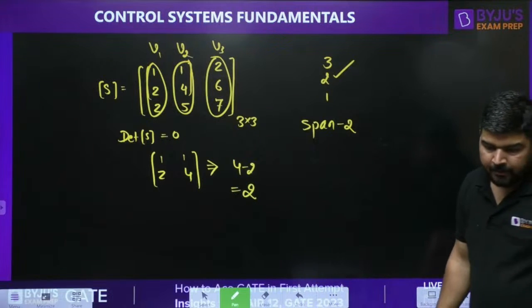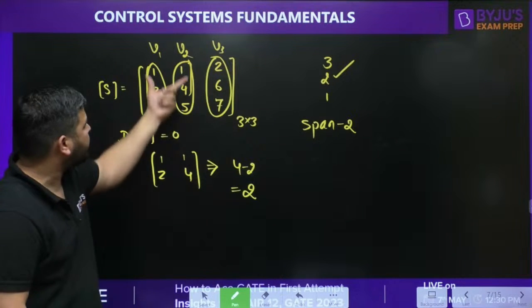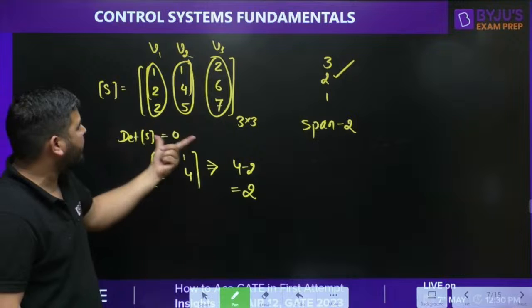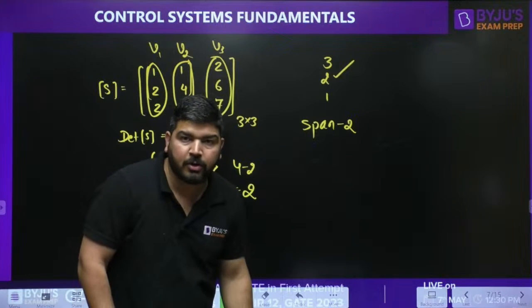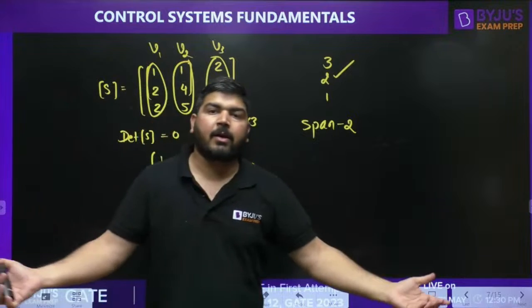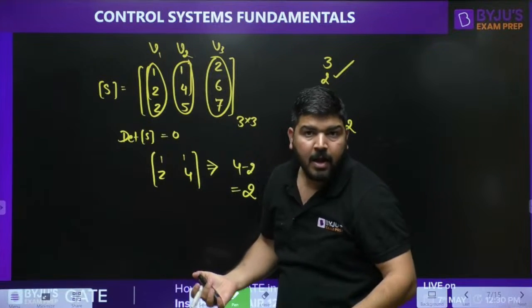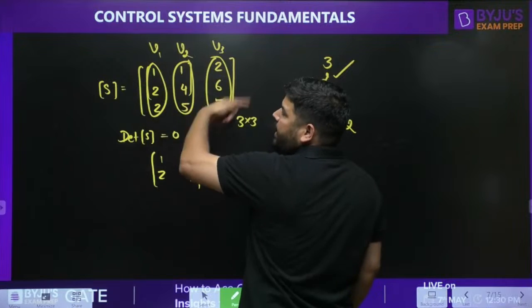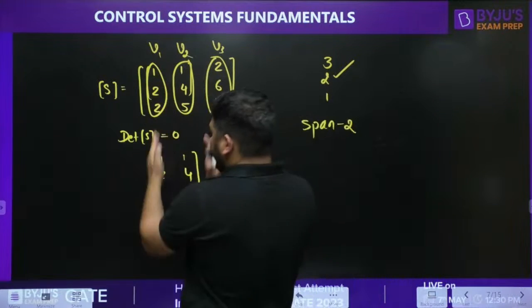Okay. Sir, why not rank 3? Because its determinant is 0. You can check that its determinant is 0. Since its determinant is 0, rank cannot be 3. I told you, no? Only one 3 by 3 matrix is possible. This is the only 3 by 3 matrix. If all 3 by 3 matrices have 0 determinant, rank cannot be 3. So now you have to go to 2 by 2 matrices.